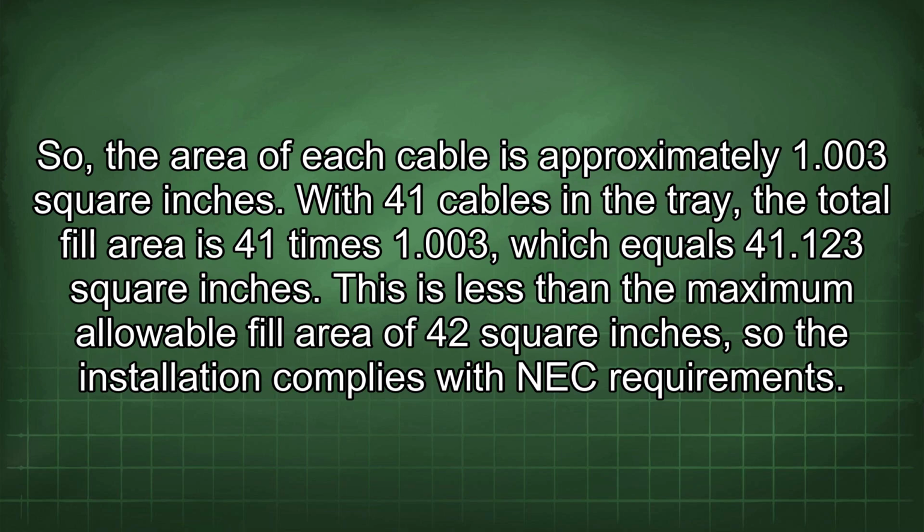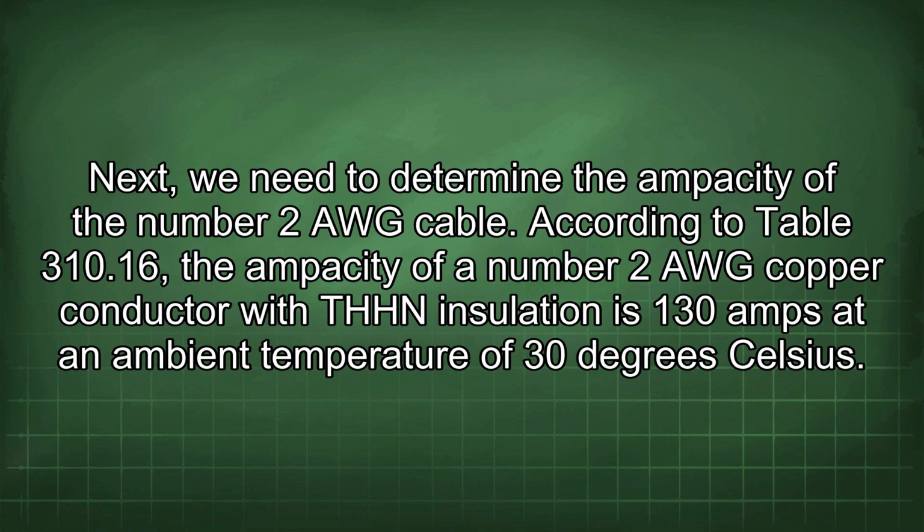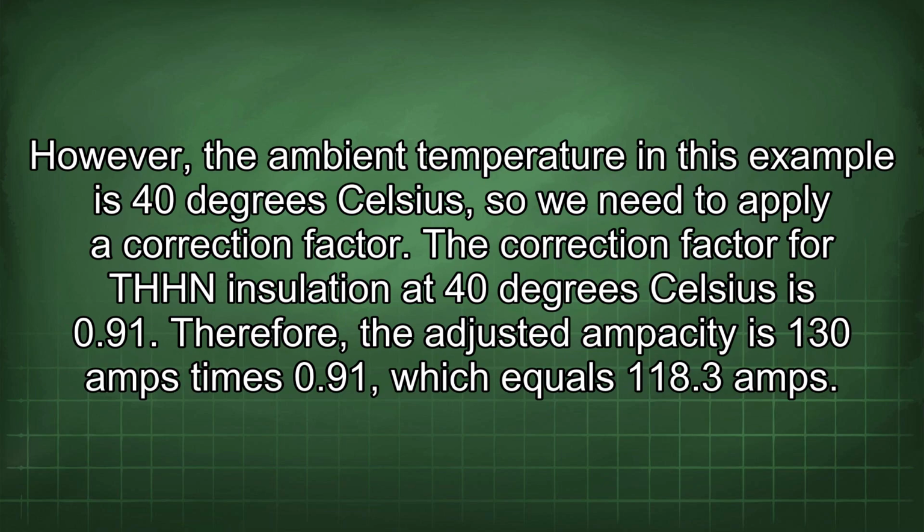with NEC requirements. Next, we need to determine the ampacity of the number 2 AWG cable. According to Table 310.16, the ampacity of a number 2 AWG copper conductor with THHN insulation is 130 amps at an ambient temperature of 30 degrees Celsius. However, the ambient temperature in this example is 40 degrees Celsius, so we need to apply a correction factor. The correction factor for THHN insulation at 40 degrees Celsius is 0.91. Therefore, the adjusted ampacity is 130 amps times 0.91, which equals 118.3 amps.